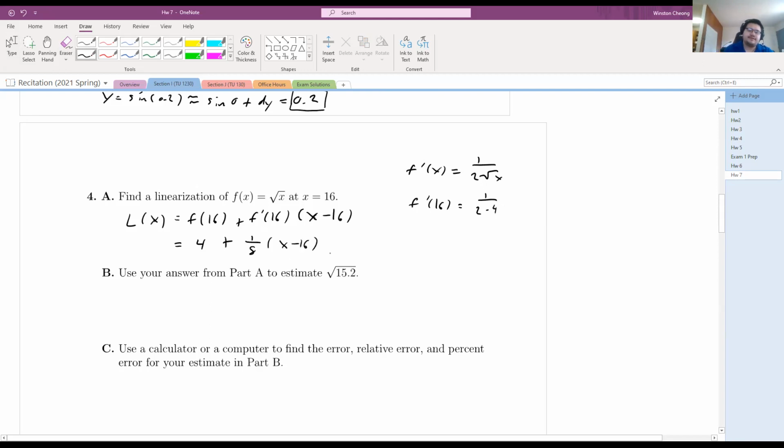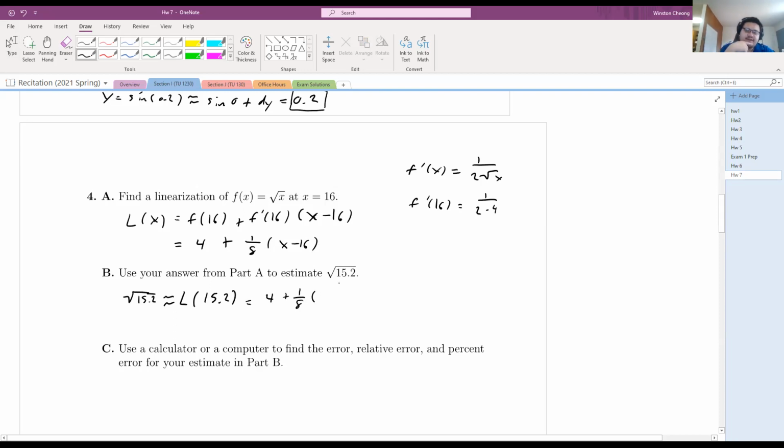And so this equation is the linearization for this function at this value. And now we just use that to approximate this. To spell everything out, this square root is approximated by using the linearization formula that we just found at 15.2, and then I would plug it in. So this is going to be, let's see.